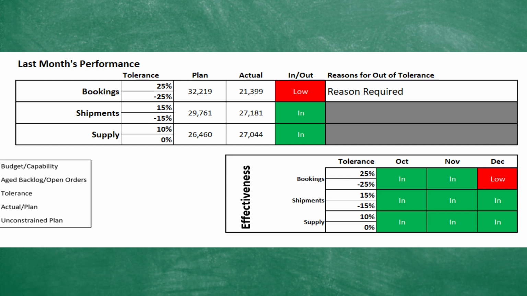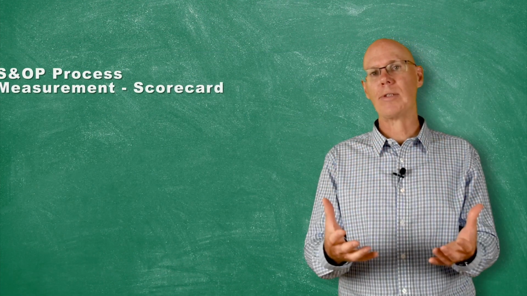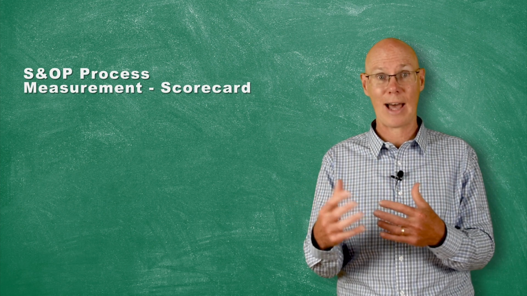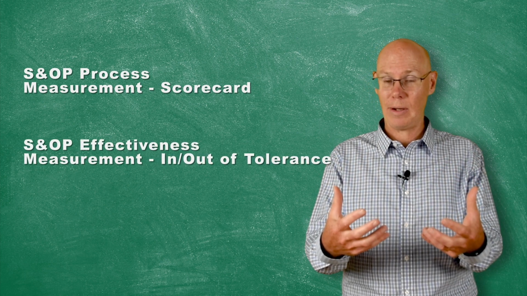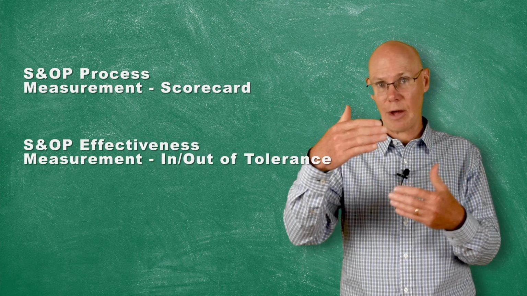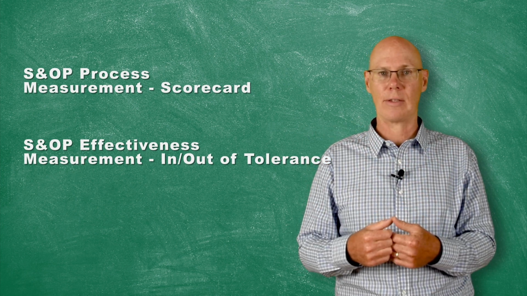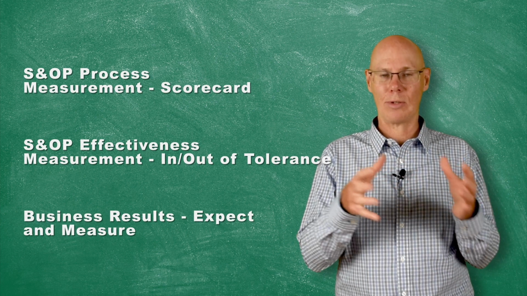So to sum that all up, start with a process measurement, the S&OP process measurement. Use a scorecard to do that, to highlight what needs to be improved. Use an effectiveness measurement, a standard effectiveness measurement in and out of tolerance, and use the root cause to improve the effectiveness. And then you should expect those business results.